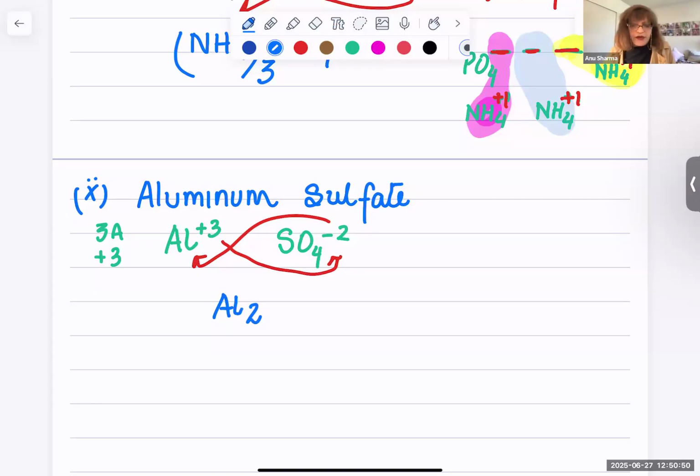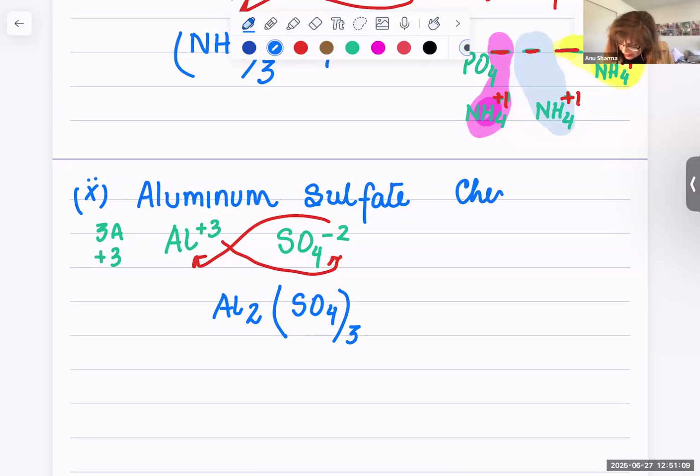Al2, because it's aluminum by itself. It's not a polyatomic ion, so we just put Al2. And then this is the polyatomic ion, SO4 and 3. Now, because aluminum is in group 3A, double check: it does not have any variable charges. Always check that table for variable charges.